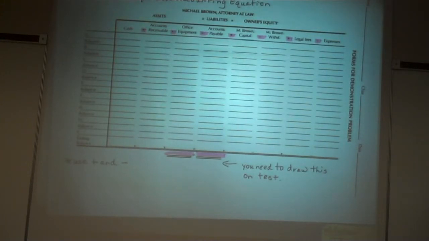On the next page it says, requirements, step number 1. Record these transactions in the expanded accounting equation. And 2, prepare the financial statements at June 30th for Michael Brown, attorney at law. So we're going to do the expanded accounting equation for those transactions.